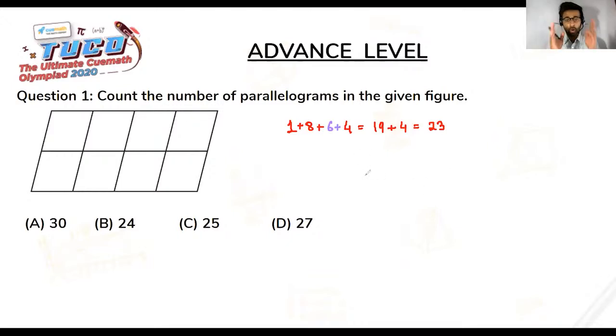I took the whole as one parallelogram. I took individually all the items inside that, all the parallelograms inside that individually. I took 2 at a time. I took 4 at a time. I found the answer to be 23, but I'm still left to be taking 3 of the items at a time to make a parallelogram out of it.